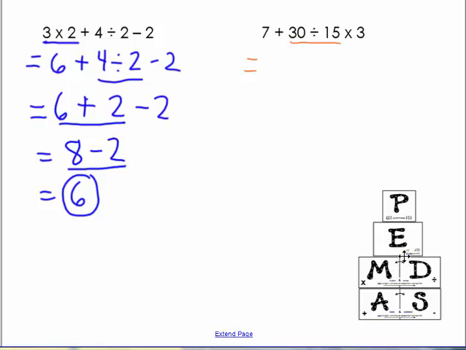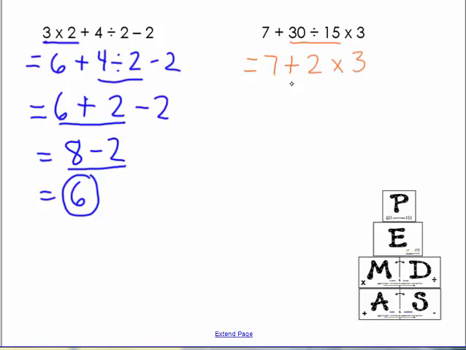But if you look here, the flip-flop, you can go either multiply or divide first. So here is division first. So whatever's not on the bridge comes down to the next level. Perform what's on the bridge. So 30 divided by 15 is 2. And then whatever's not on the bridge comes down.